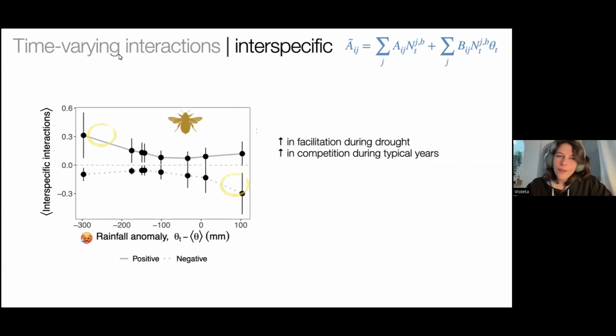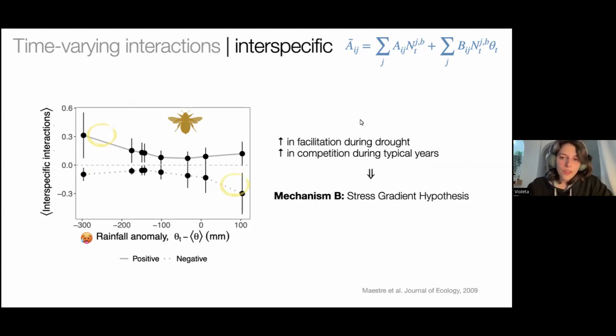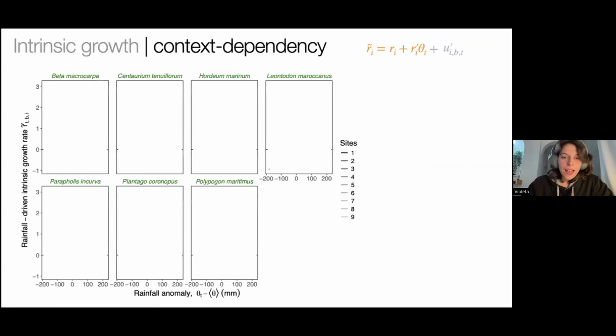And even though it might be strange that in harsh years you obtain more facilitation, actually this is coherent with the stress gradient hypothesis, because it posits exactly that. But it was introduced for plants, and now we have found it not only in plants but also in pollinators. It's the first, and it's pretty cool.